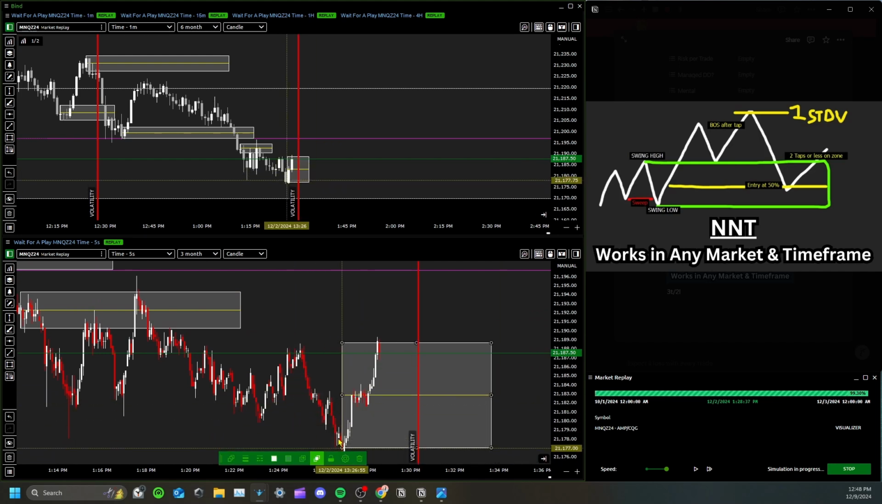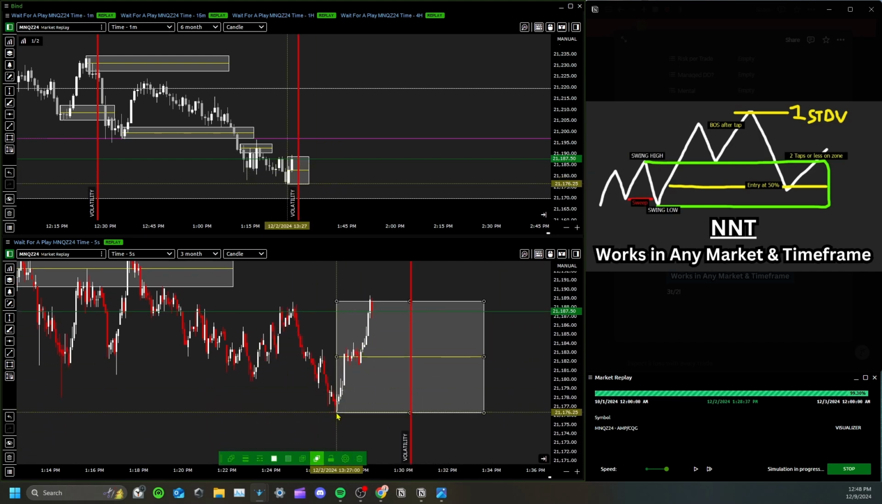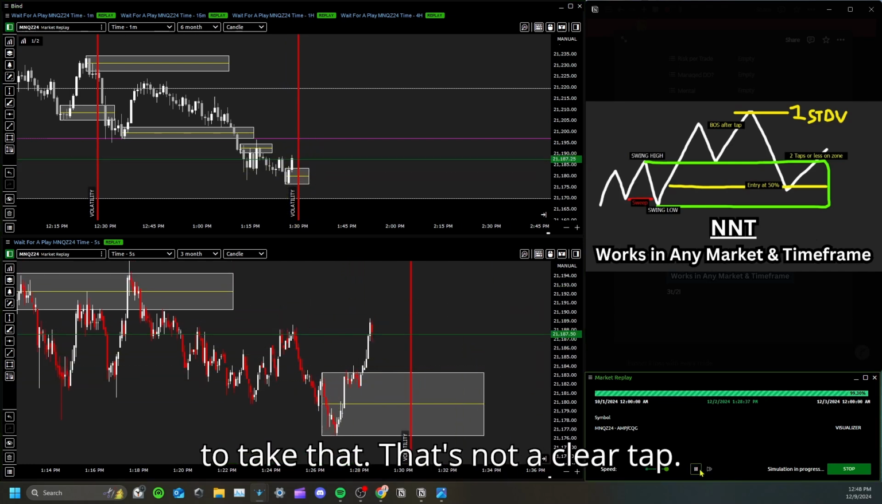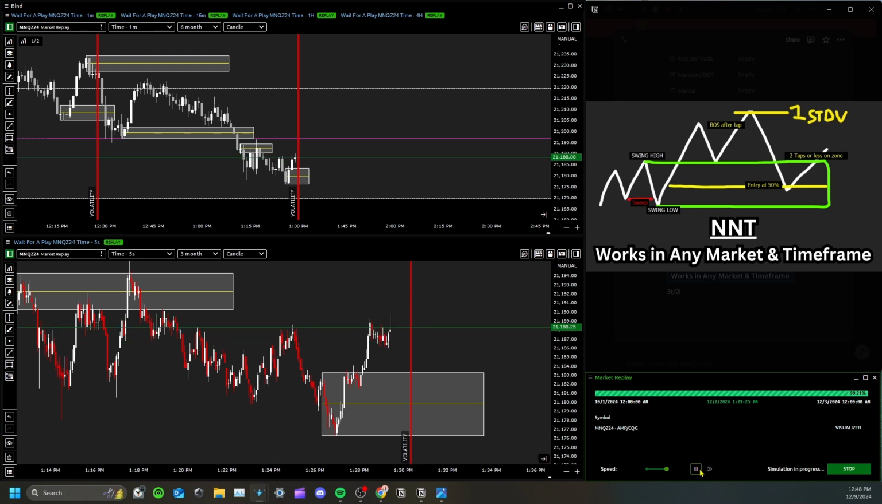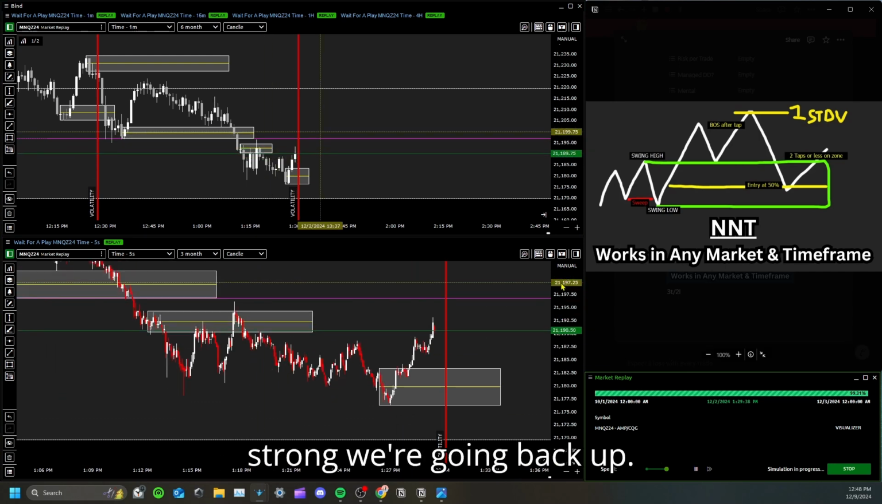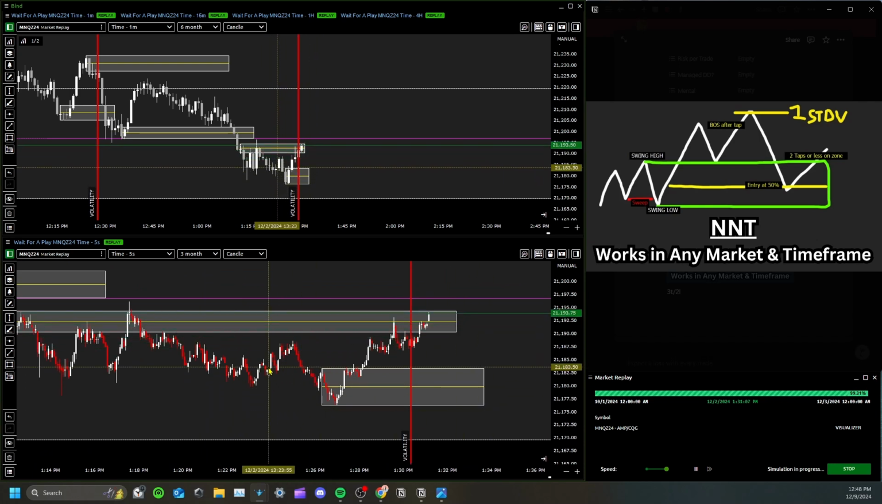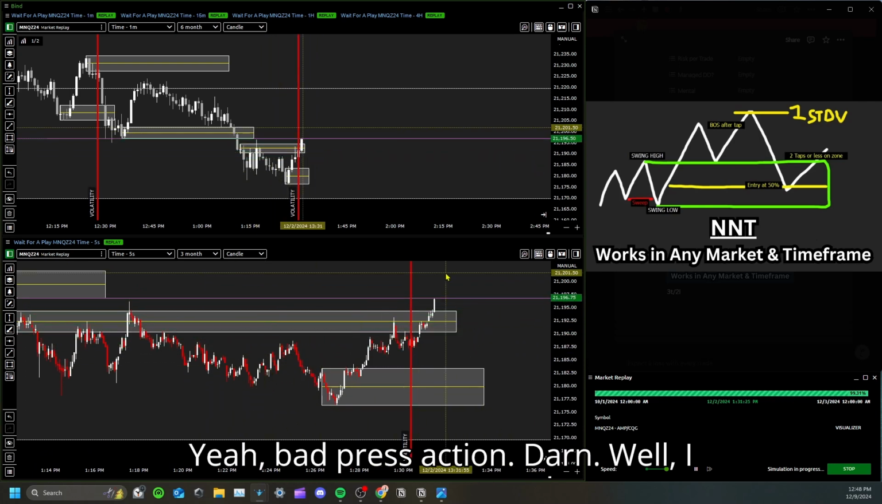What about this play right here? Oh no, that's too disgusting. I'm not gonna take that. That's not a clear tap. It might fail though, because of how strong we're going back up. Yeah, bad price action. Darn.